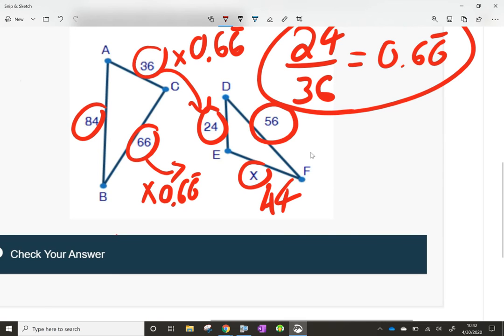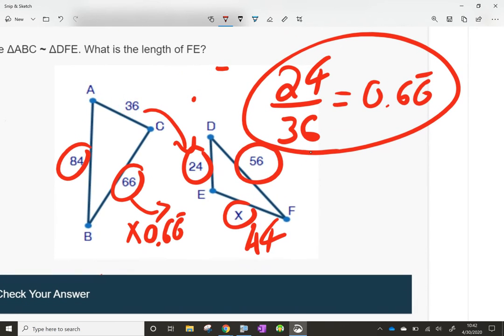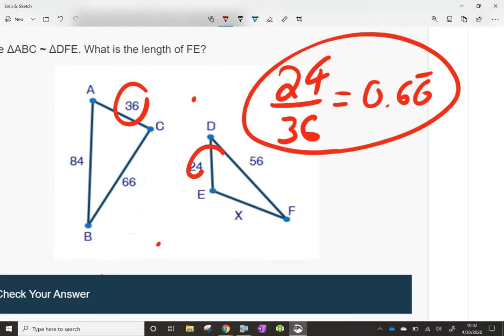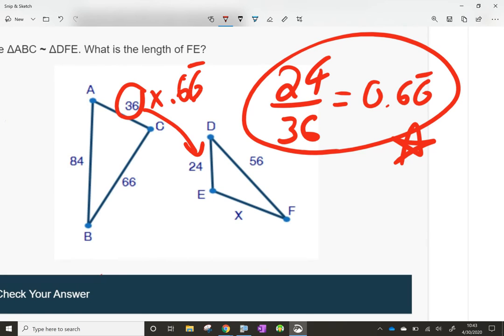So just to quickly sum up what I did, I took one pair that was obvious to me, which was the smallest sides. I took the 36 and the 24 in order to find the scale factor. So I divided those to find the scale factor. 36 times the 0.66 repeating would get me 24. And so I just applied that same scale factor to these other two. I found out the 84 actually pairs with the 56, and the 66 actually paired with x in order to figure out what x was.